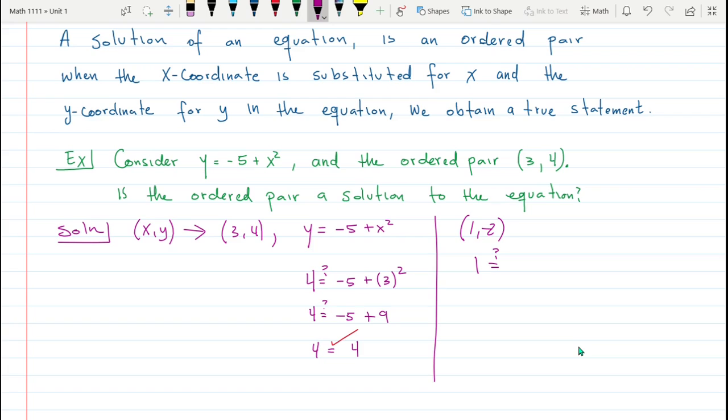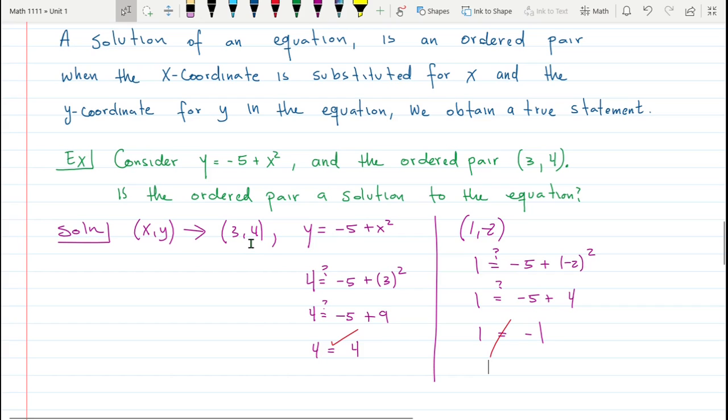So is 1 the same thing as -5 plus -2 squared? It could be. So we're wondering, is 1 equal to -5, and -2 times -2 is +4, and is +1 the same thing as -5 plus 4, which comes out to be -1? And you tell me, is 1 equal to -1? And the answer is no, right? Obviously it's not the same thing. They're two different numbers. So 3, 4 is a solution to that equation. 1, -2 is not a solution to that equation.